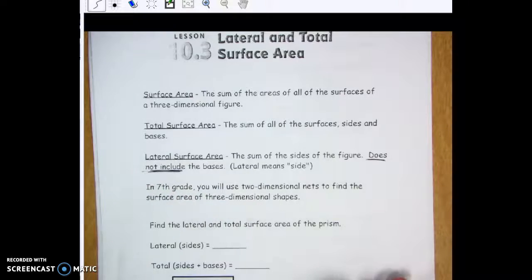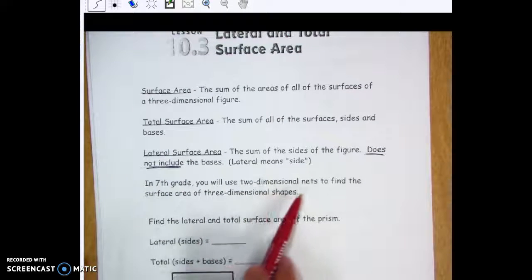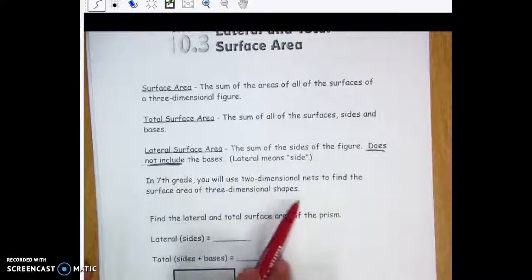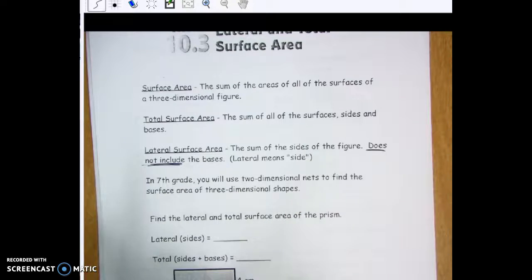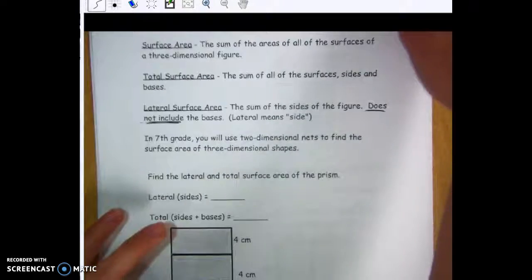Okay, so we're going to practice some. In 7th grade, you'll use two-dimensional nets to find the surface area of three-dimensional shapes. When you get into 8th grade, there's a really long formula that you can use, but that's not on our math chart. So for what we're going to do, we're just finding the area of every shape and adding them together. Okay, so if you're lost, it's okay. Just look at these examples and I think you'll understand it better.